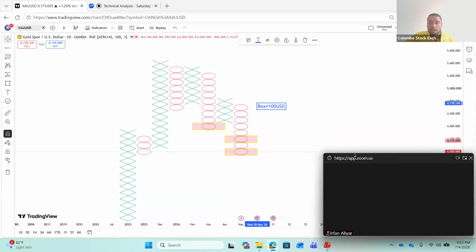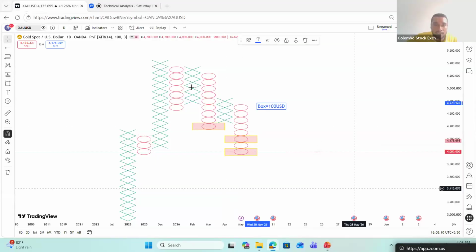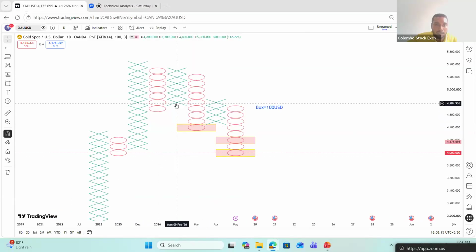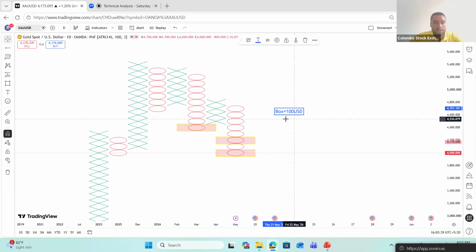So when we actually prepare these point and figure charts, the boxes are marked 100 USD to 100 USD, and the reversal is marked when there are 3 boxes, there should be a reversal of up to 3 boxes. Then only this price reversal is marked. I know this is not very straightforward, but still there are ways we can use these point and figure charts. So let's look at the presentation.